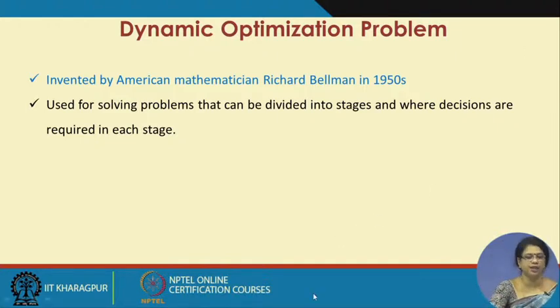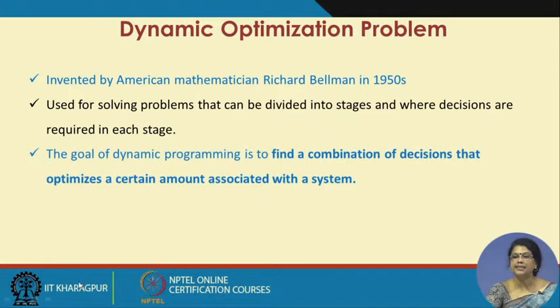I just wanted to tell you, if we have a bigger problem, then in dynamic programming we divide it into different stages and we take decisions in different stages. The stages are connected in a sequence: the first stage, then the second stage, then the third stage. Whatever the output of the first stage, it will go as the input of the second stage, whatever the output of the second stage, that will go as the input of the third stage. In this way it will go.